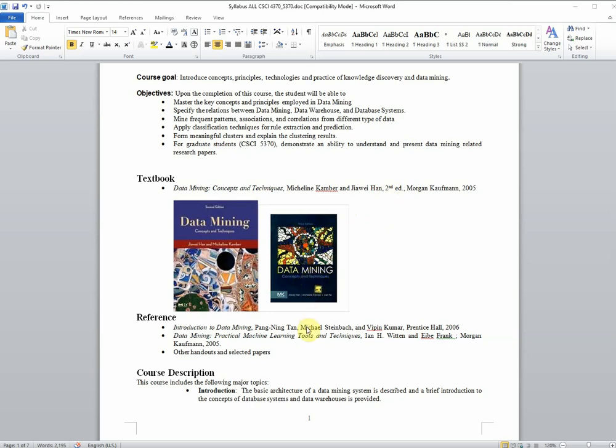There are many other references that will be used, including some books and some papers, and I will provide that information to you guys. And if you are asking me, do I recommend you guys to have a book? My answer is yes, I would highly recommend that you get the data mining book.